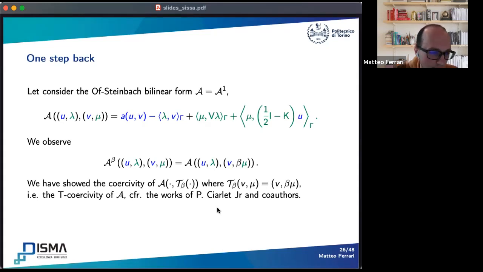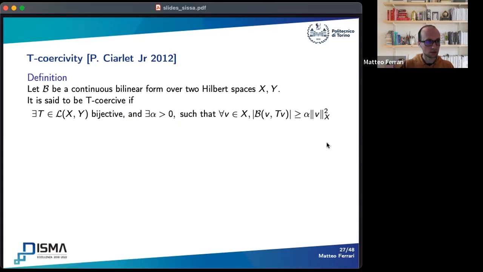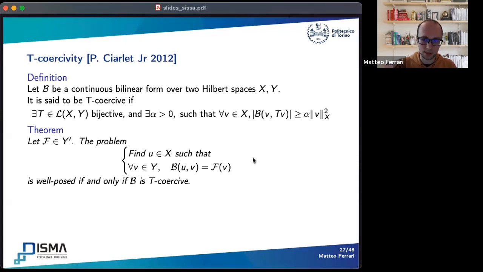T-coercivity is a word from the group from Paris. And T-coercivity is a good tool where the randomness of the coercivity is hidden. This is the definition: a bilinear form is said to be T-coercive if there exists an isomorphism such that the composition between this bilinear form and the isomorphism is coercive. This is useful in some cases because this is exactly equivalent to the inf-sup stability condition. And it has a lot of applications: time harmonic Maxwell, Helmholtz with non-constant coefficient. In some applications, things are easier to prove with respect to the inf-sup stability condition.